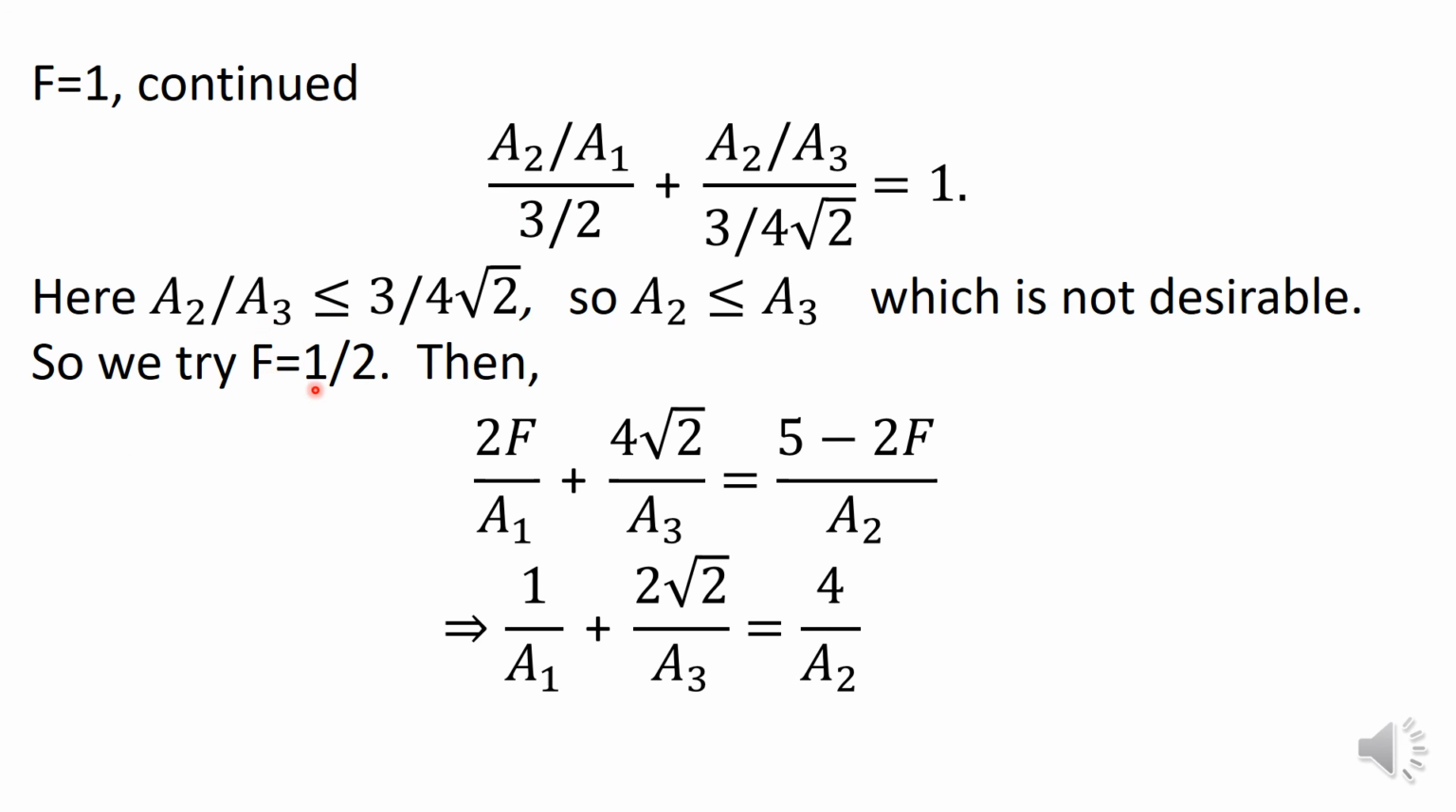Let's try F equal to 1/2. Then put that in the equation on the previous slide. We will put that into this equation which we obtained on the previous slide. For F equal to 1/2, we'll get 1 over A1 plus 2 root 2 over A3 equal to this. And again we will multiply by A4 over 4.